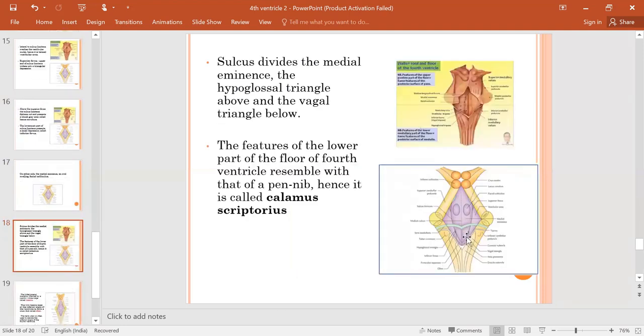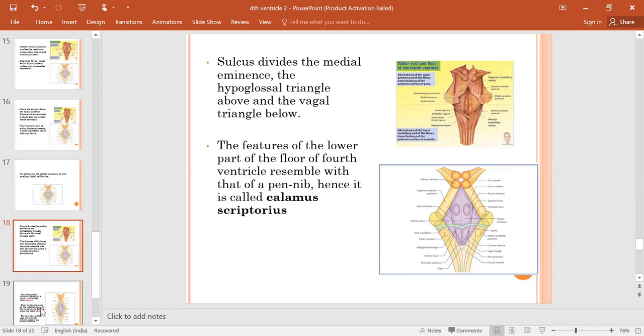Then there is a sulcus that divides the median eminence into an upper hypoglossal triangle and a lower vagal triangle. Then the lower part of the floor of the fourth ventricle resembles a pen nib, so it is also called the calamus scriptorius.